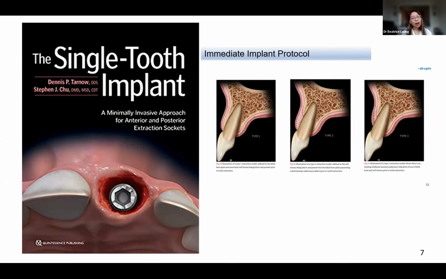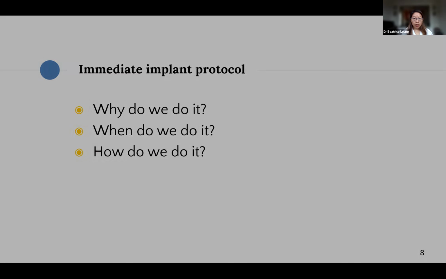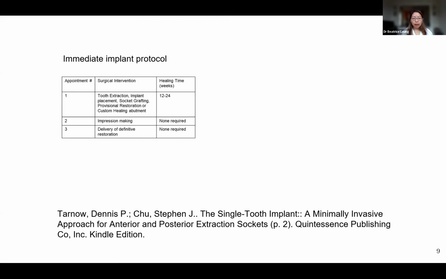So I'm really just talking about this particular protocol. When can we consider it? Why do we do it? And really the meat of the presentation is how do we do it? So that's really what I wanted to focus on today. Now, why do we do it? It's really not that difficult to figure out.